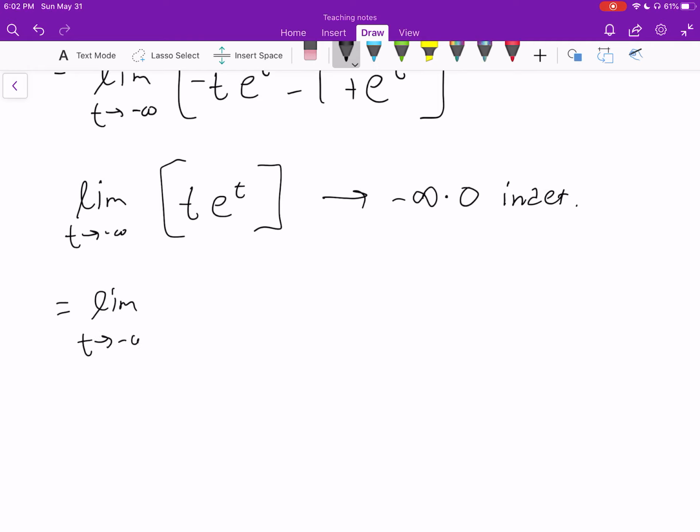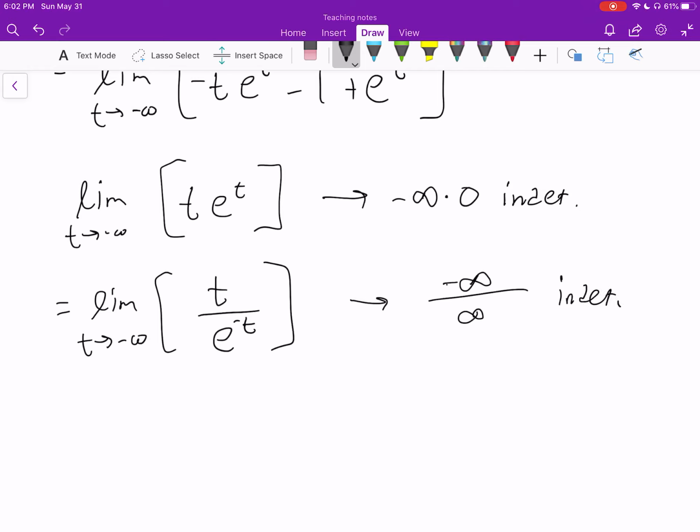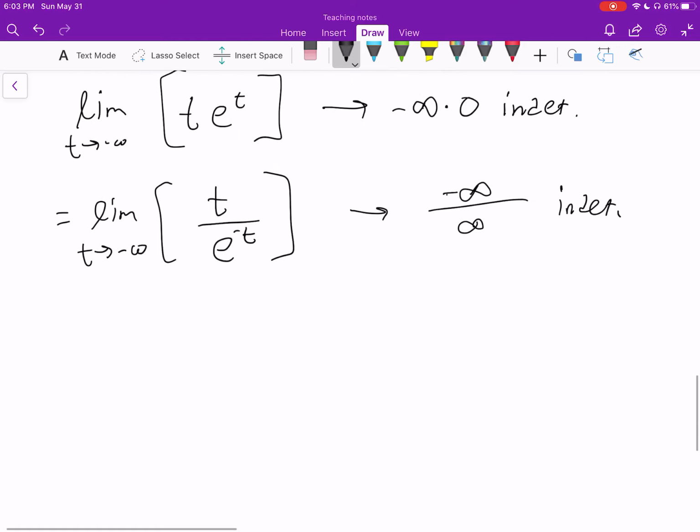So this is the limit as t approaches minus infinity. You'll remember the trick for this one is writing 1 as the reciprocal. So this is t over e to the minus t. Now this is negative infinity over, as t goes to minus infinity, this goes to infinity. This is infinity over infinity indeterminate, and we can use L'Hopital's rule now. L'Hopital's rule only works for infinity over infinity indeterminate types.